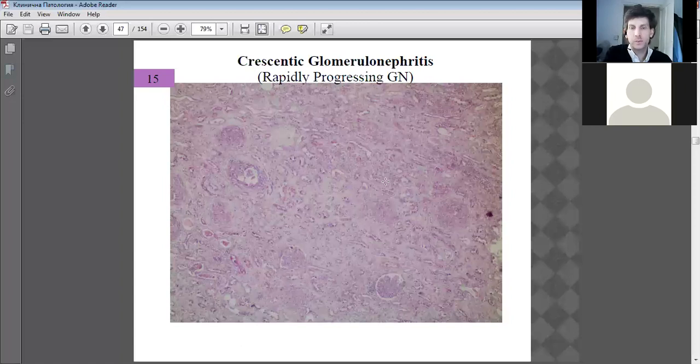Glomerulonephritis, rapidly progressing GN. Eventually what happens is the breakdown of your glomeruli. This is still a fairly normal glomerulus. This one is degenerating, starting to break or collapse. Some of the others have totally collapsed. Here's one, here's another, totally collapsed.